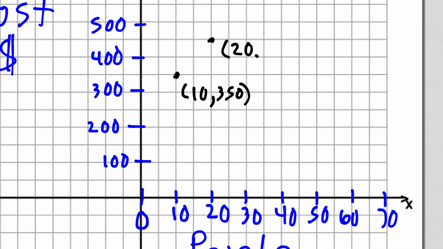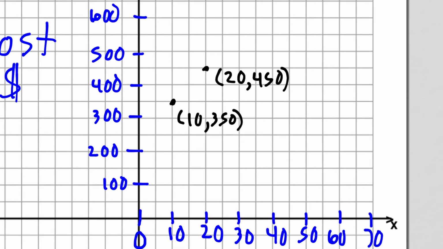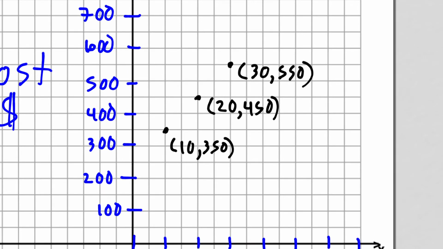So 20, 450. When x is 30, y is 550. So across 30, up to 550. Boom. 30, 550. When x is 40, y is 650. So right there. And you can see we're getting that linear equation.